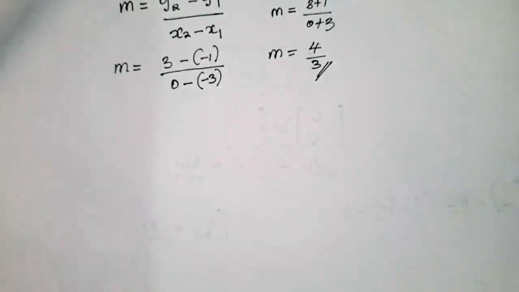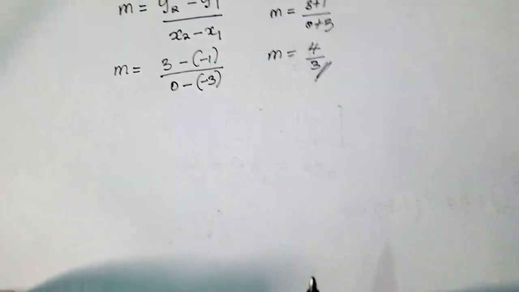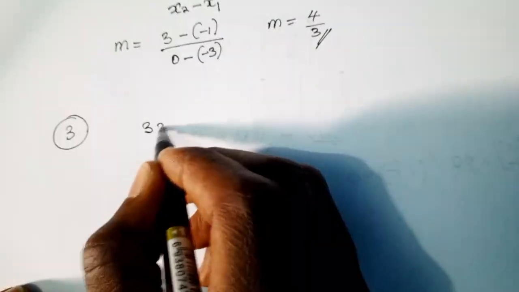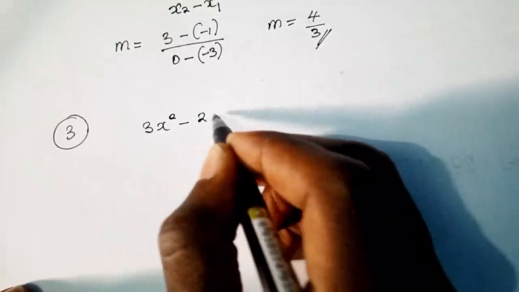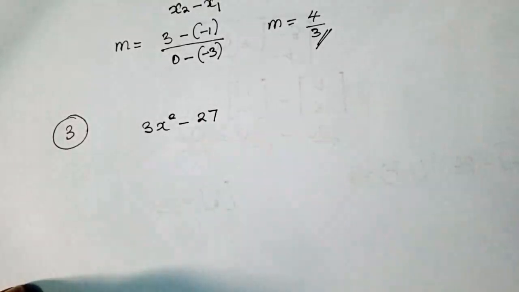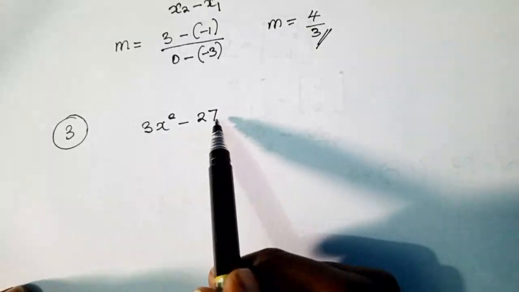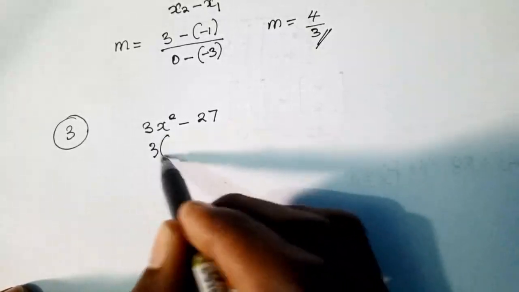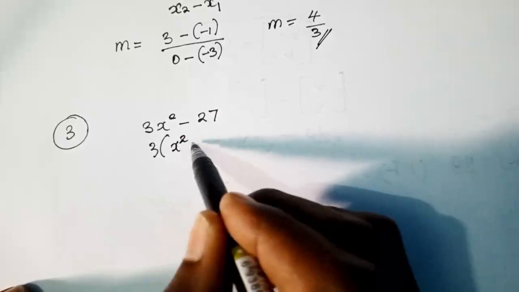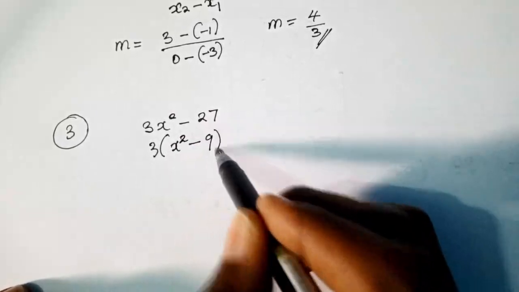The other question is asking us to factorize completely 3x squared minus 27. So I'm going to write the question down. When you look at it, there is no x common here, but 3 should be common, right? So take 3 out. What do we remain with? We remain with 3, then x squared, then 27 divided by 3 gives 9. Now what is inside the bracket?